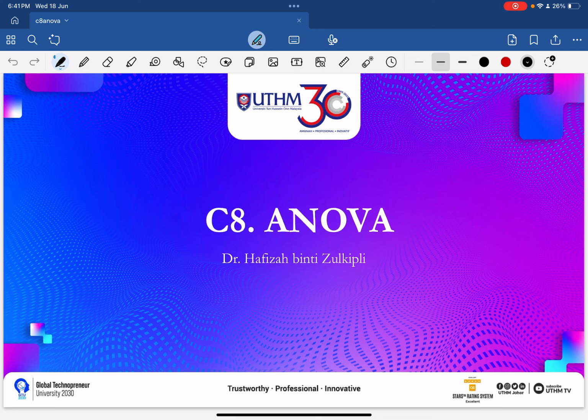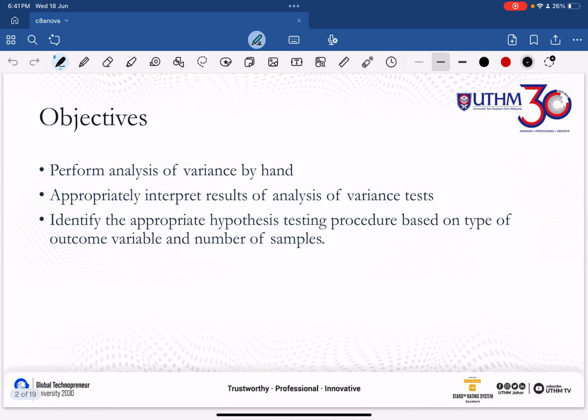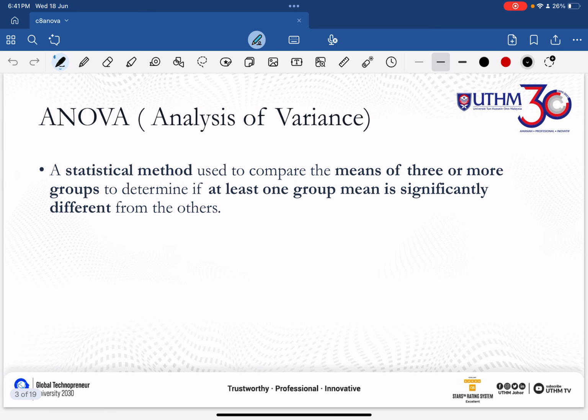This is a recorded lecture for chapter 8, ANOVA. Okay, so let's take a look at what we will learn in this chapter. The objectives of this chapter are to perform analysis of variance by hand, appropriately interpret results of an analysis of variance test, and identify the appropriate hypothesis testing procedure based on type of outcome variable and number of samples. So what is the definition of ANOVA?